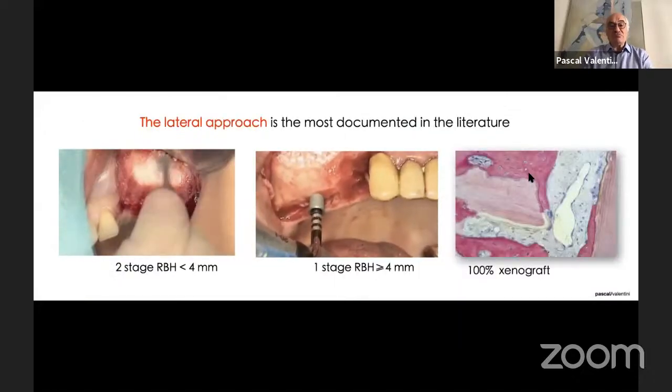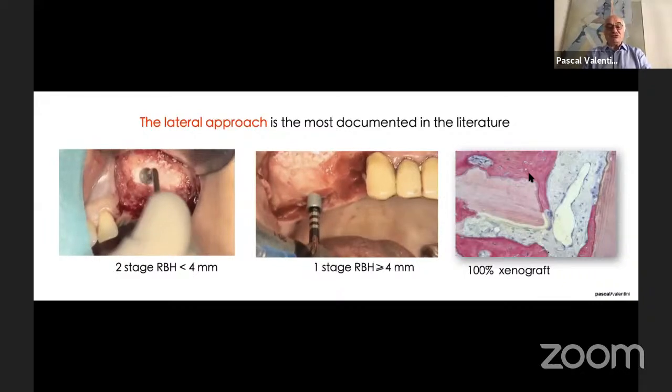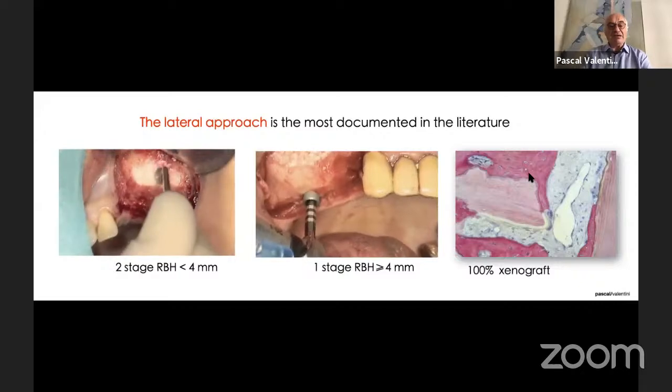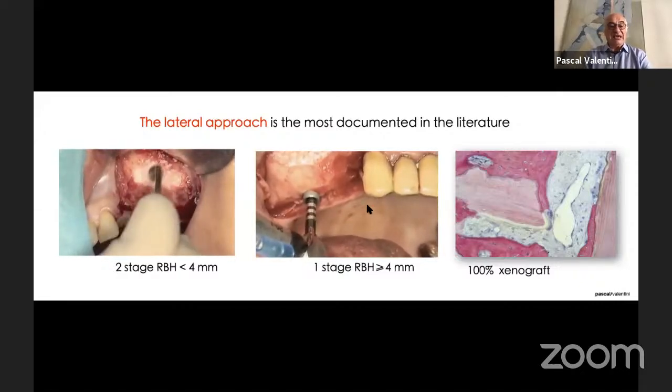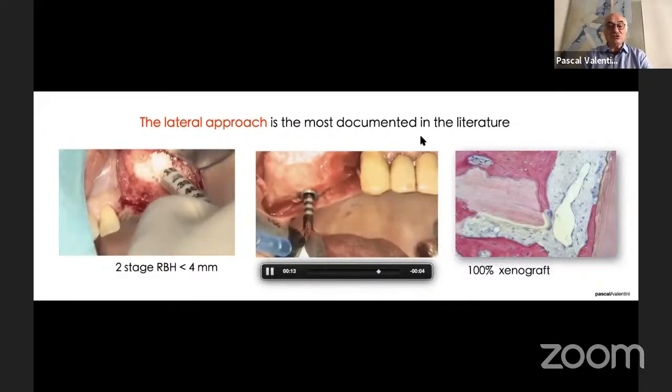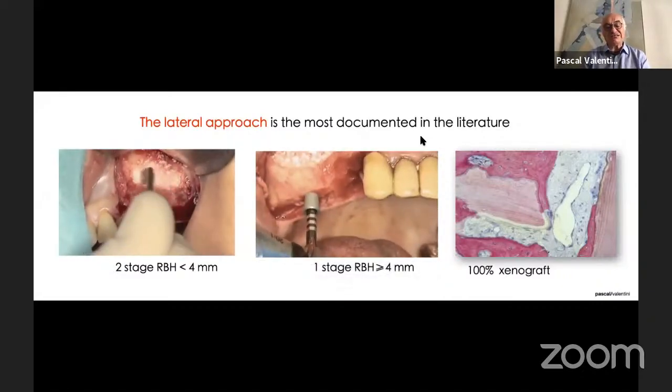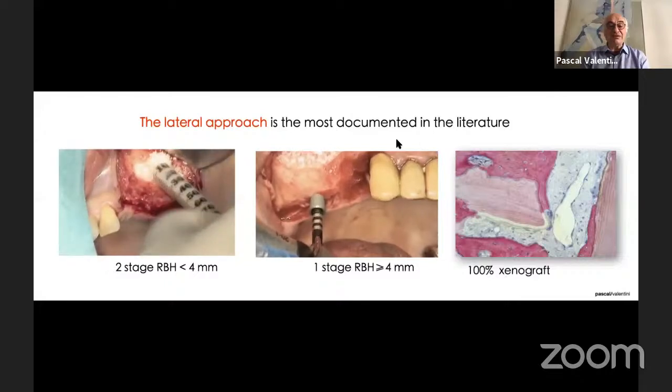As you know, the lateral approach is the most documented in the literature because it was described, as I already told you, 40 years ago by Boyne and James and Tatum. And they suggested using this technique in two different ways according to the remaining bone below the sinus.